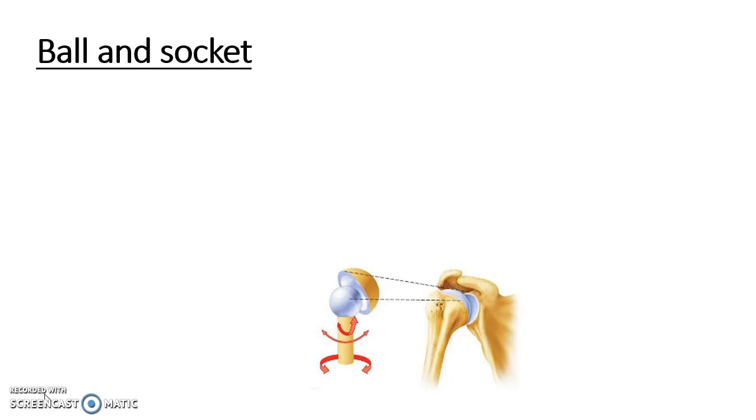A ball and socket joint is how it sounds, so it's a ball and a socket. This allows movement of our body, for example within the shoulder. The range of movement is it moves in all axes, so flexion, extension, adduction, abduction, pronation and supination.